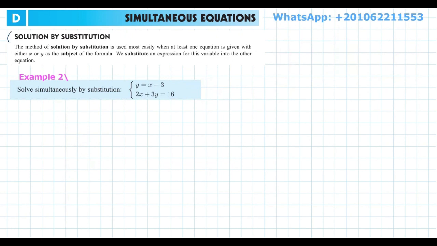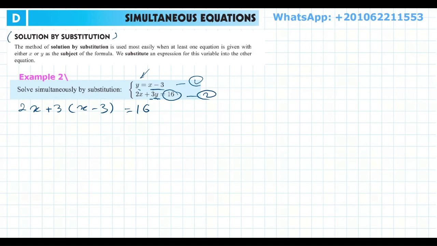Now we're going to talk about solution by substitution, which is the substitution method. Here, you're going to make either y or x the subject. And we found in the first equation that y should be the subject in this question. After that, I'll just substitute the value of y in the second equation. It becomes 2x plus 3, and instead of this y, I'll put the value of y, which is x minus 3, equals 16.